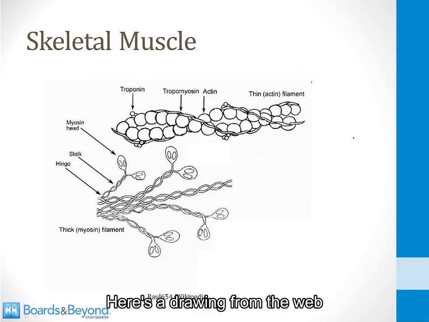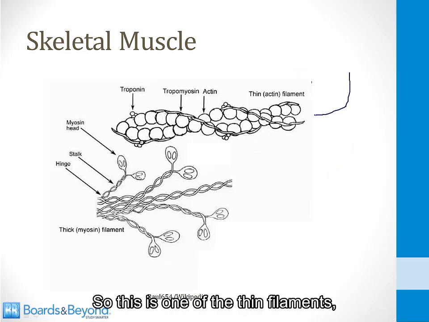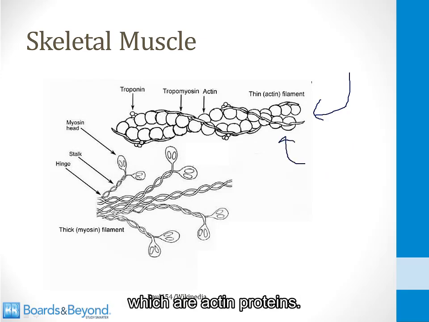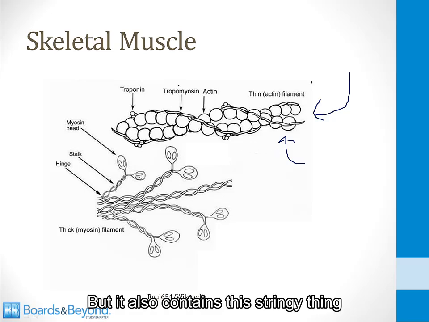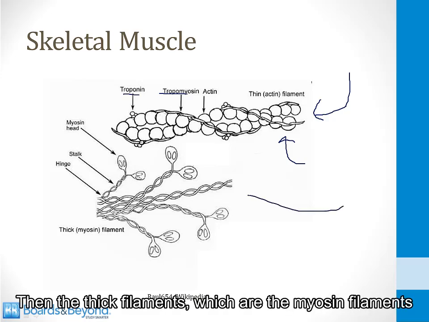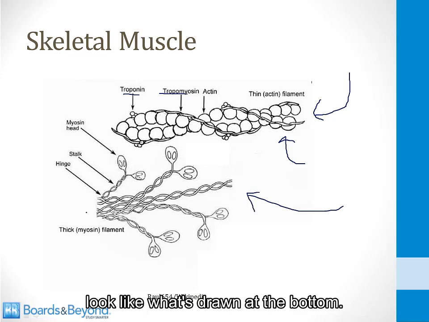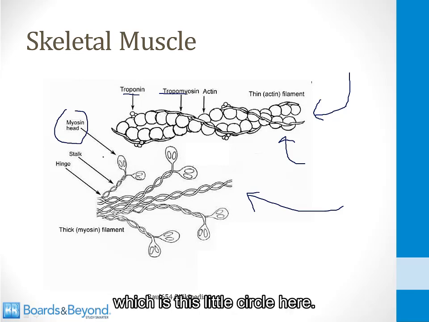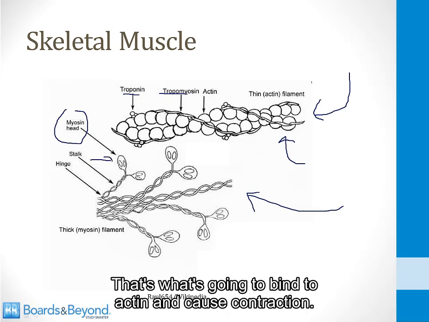Here's a drawing from the web to make this very clear in your mind. So this is one of the thin filaments, and it's mostly made up of these little balls, which are actin proteins. But it also contains this stringy thing, which is tropomyosin, and then these little tiny circles, which are troponin. Then the thick filaments, which are the myosin filaments, look like what's drawn at the bottom. It has various portions, but the most important is the myosin head, which is this little circle here. That's what's going to bind to actin and cause contraction.